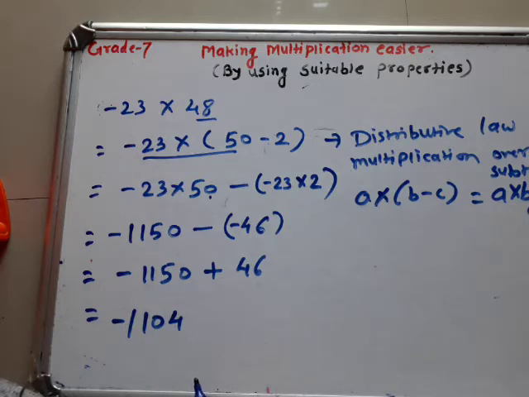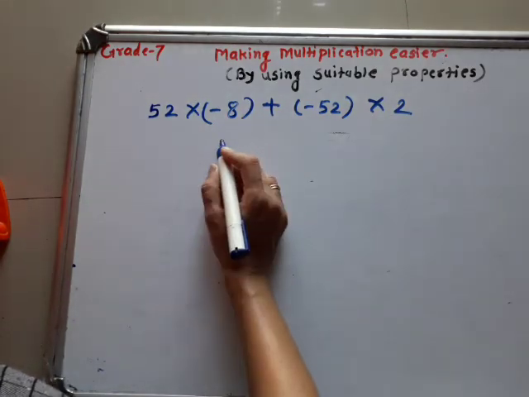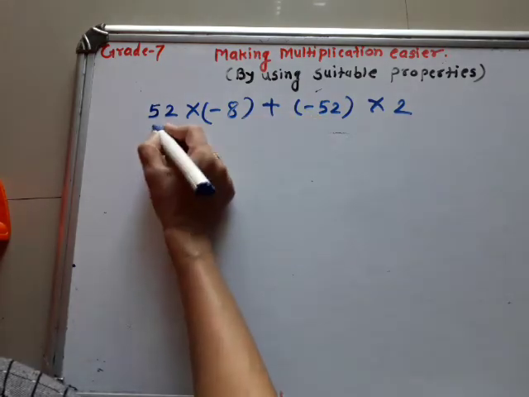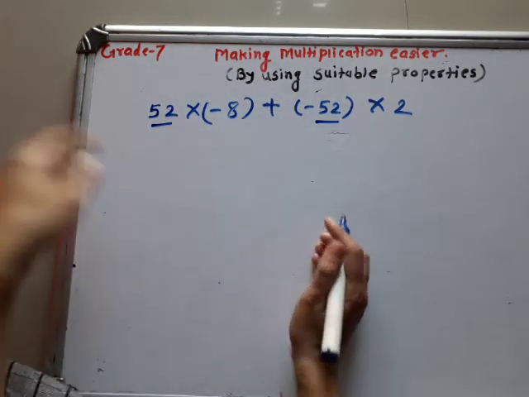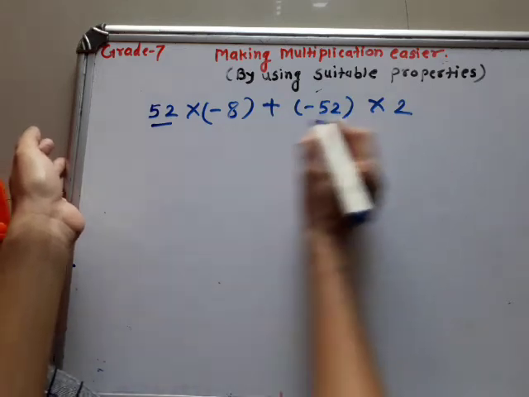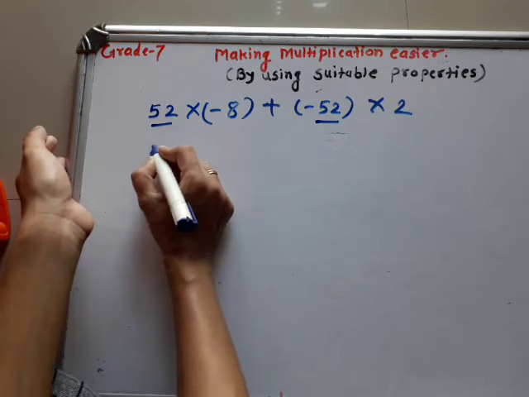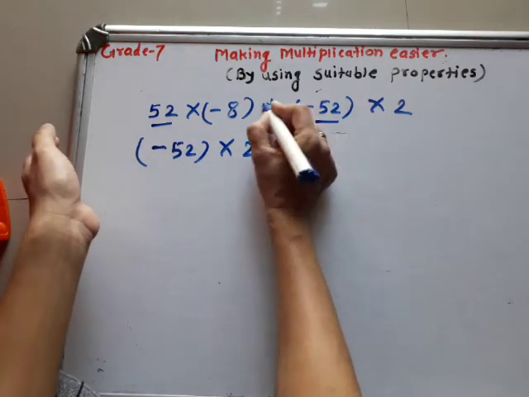Okay, here we use the distributive law of multiplication. Now we see one more example. So this is the last question: 52 times minus 8 minus 52 times 2. Here, see which number is common: 52 is common. Okay, so here first we change the sign of this number.